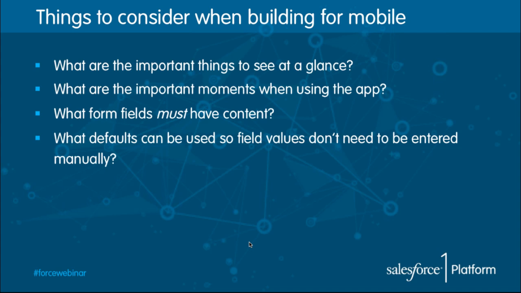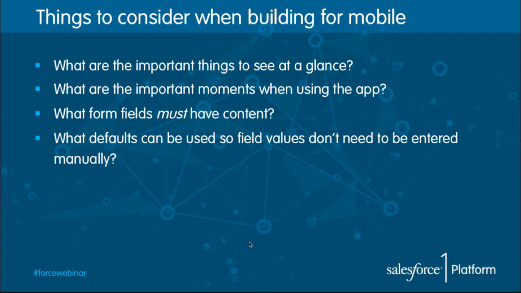All right, so let's just super quickly recap those things to consider when building for mobile, because we can supply you with the tools, but there's really a lot of thinking to be done about how to make these things work for your users. If you go too far in one way or the other, you can end up making things less usable instead of more so. So the important things to see at a glance, these are your compact layouts and how they're going to show up in the record homepage and other details pages, and how they're going to show up in the mobile cards.